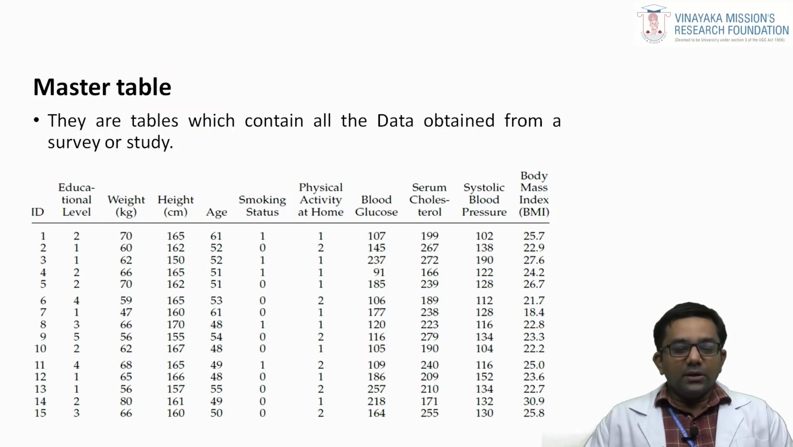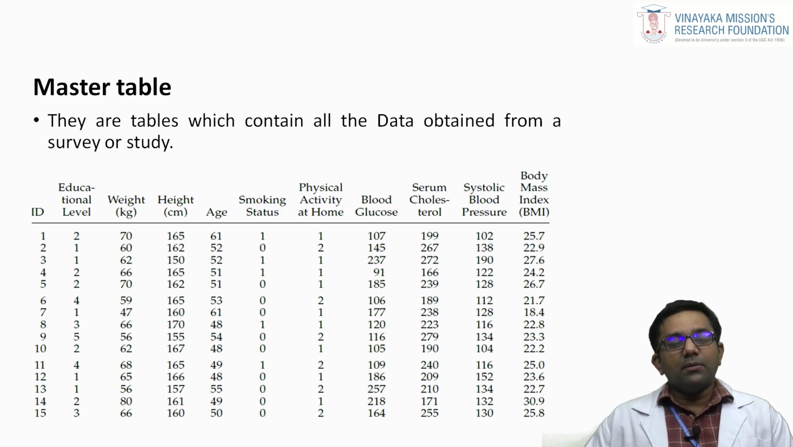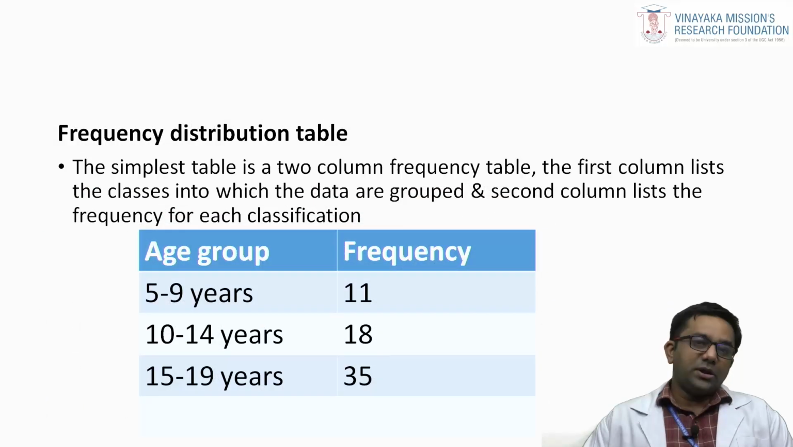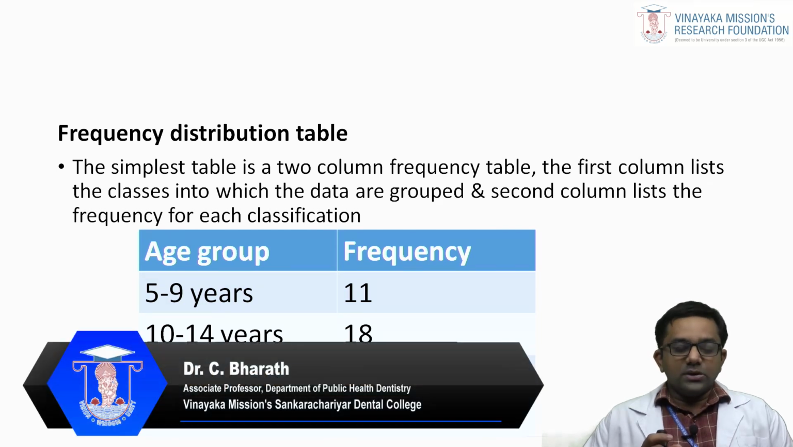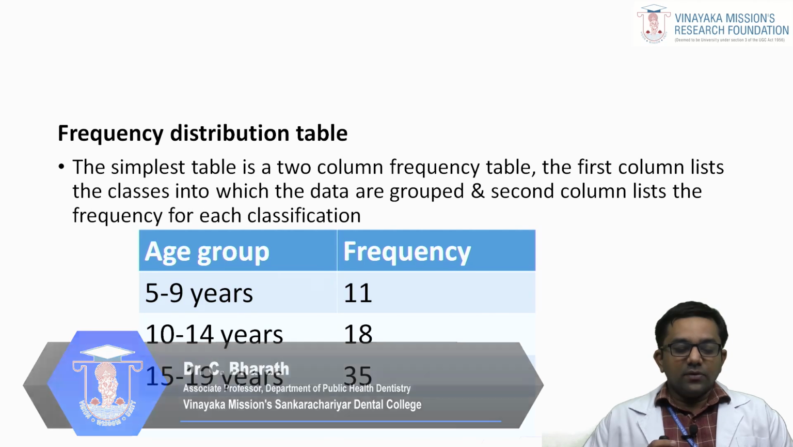Master table: when many variables are added to it, then it becomes a master table, mainly used for comparison of age, gender, smoking status, physical activity, blood glucose levels, serum cholesterol levels. When all these are added in a single table, it becomes a master table, mainly used for comparison, or when the number of variables is more, you can go for a master table. Next is the frequency distribution table. Frequency distribution tables are often reserved mainly for frequencies, or when you have a range of values, that is age groups of individuals, that is 5 to 9 years, 10 to 14 years, 15 to 19 years.